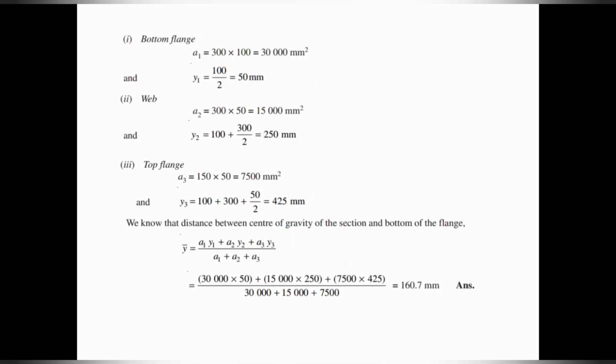So a1 y1, a2 y2, then a3 y3. So y bar equal to a1 y1 plus a2 y2 plus a3 y3 divided by a1 plus a2 plus a3. That will give you y bar as 160.7 mm. So likewise you can find the centroid of any composite plane figure by combining the simple plane figures. Thank you.